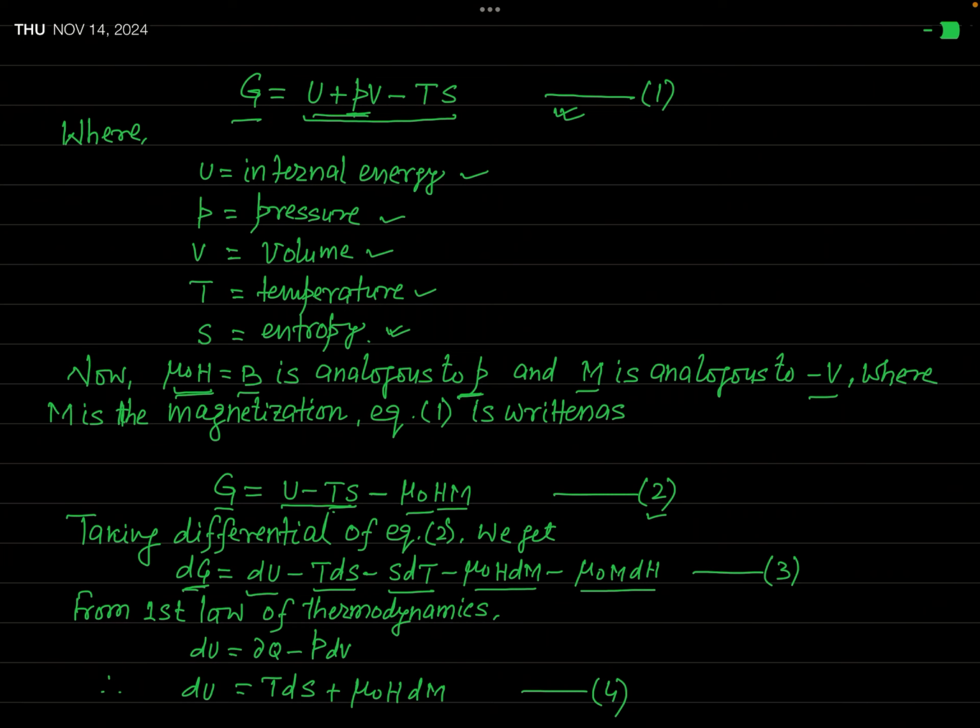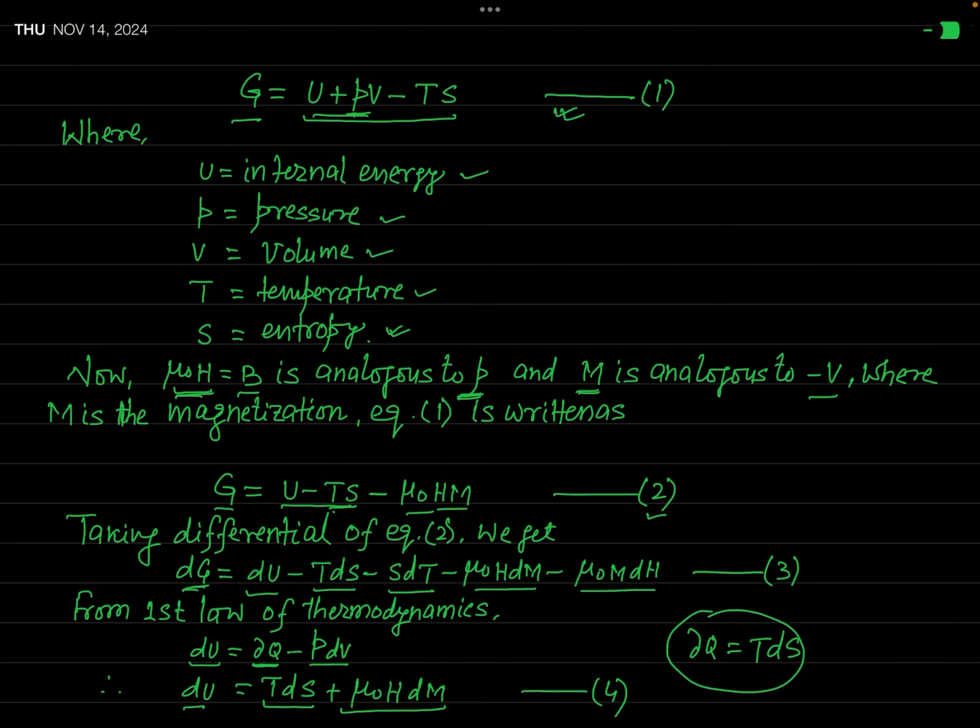Now, according to the first law of thermodynamics, the change in internal energy dU is given by delta Q minus P dV. Actually, P dV stands for the work done in the thermodynamic process, and delta Q is the heat energy. But from the second law of thermodynamics, delta Q is equal to T dS. So instead of delta Q, we will write T dS. And as you have seen, instead of P we can write mu naught H, and instead of dV we write minus dM, because M is analogous to minus V, so dV will be analogous to minus dM. So dU is given as T dS plus mu naught H dM.